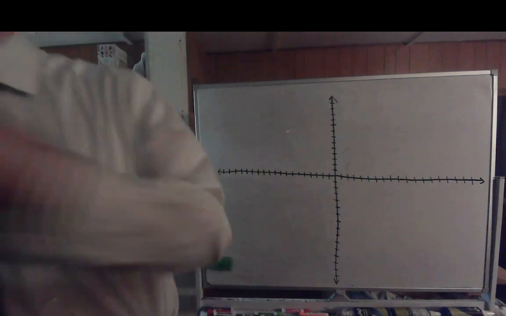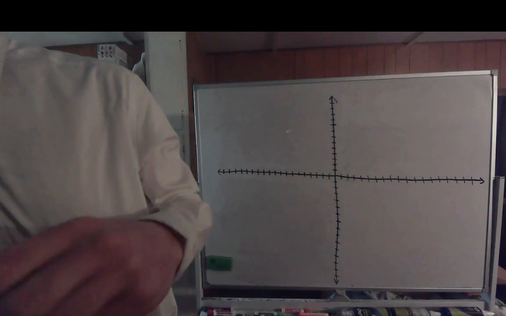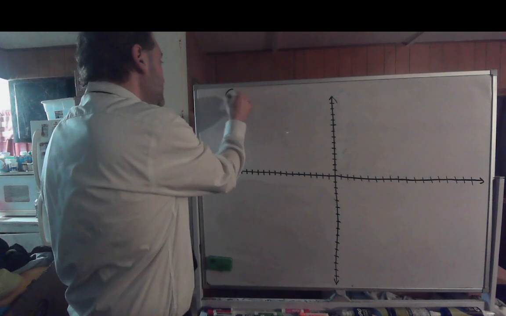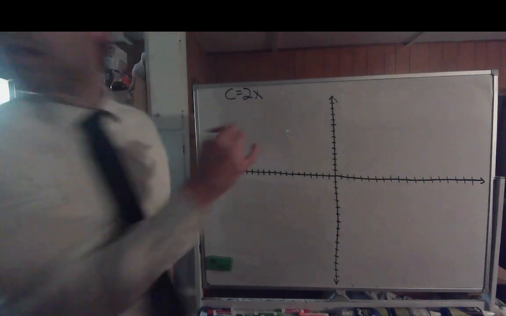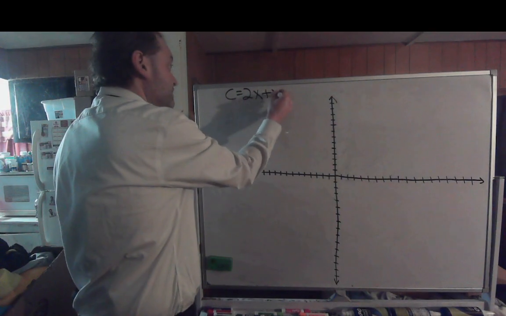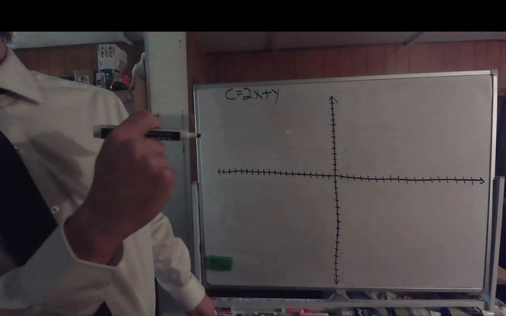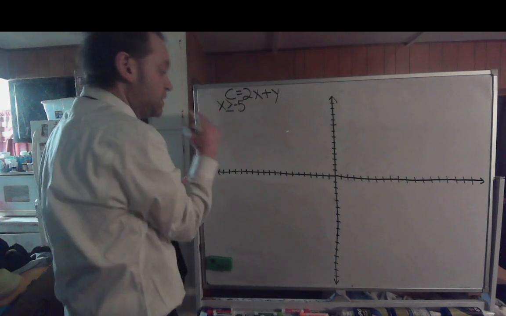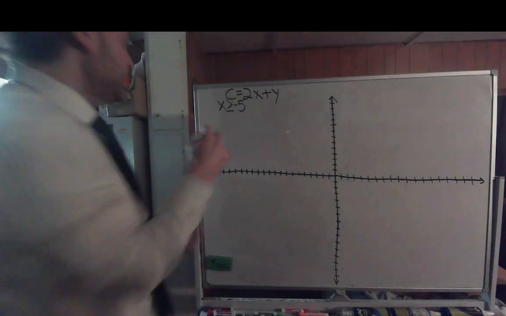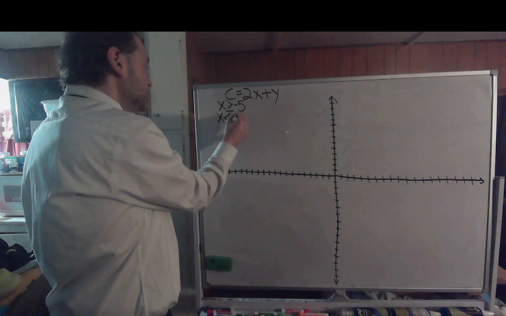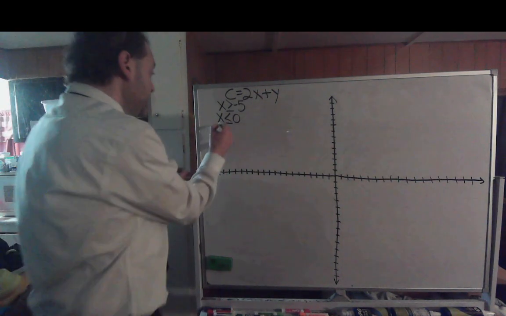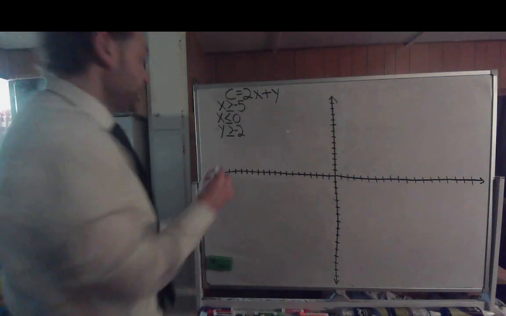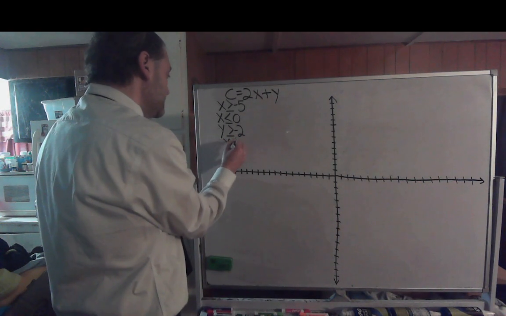All right, what's the next one? So we have c equals 2x plus y for your objective function. So there's your objective function. We have x is greater than or equal to -5. We have x is less than or equal to 0. We have y is greater than or equal to -2. And then we have y is less than or equal to +2.